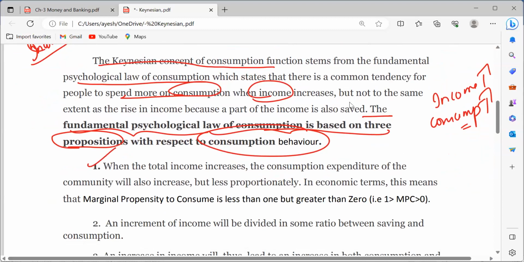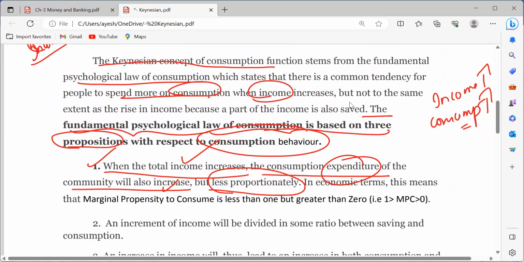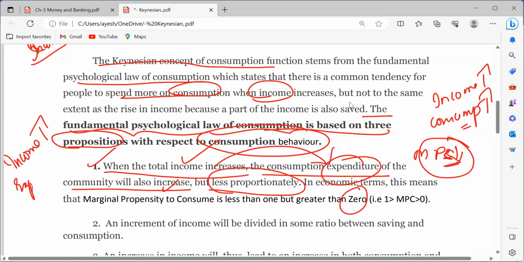The first situation says that when total income increases, the consumption expenditure on commodities will also increase. Yes, if my income increases, expenditure also increases, but less than proportionately, because the marginal propensity to consume becomes less. Sometimes the propensity to save may even go up to zero, because once your income increases, your expenses also increase.